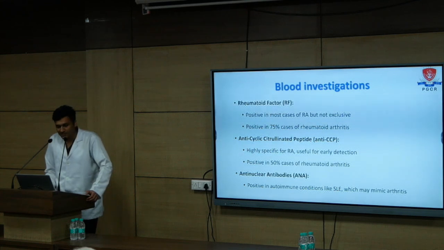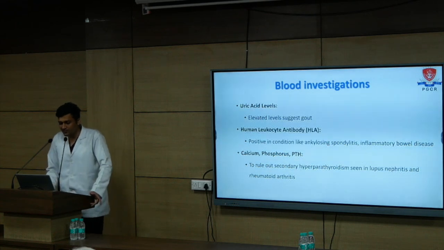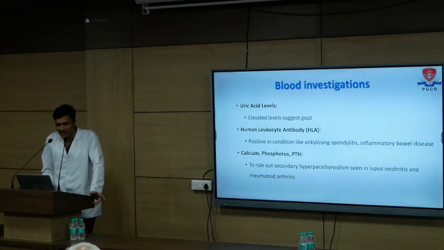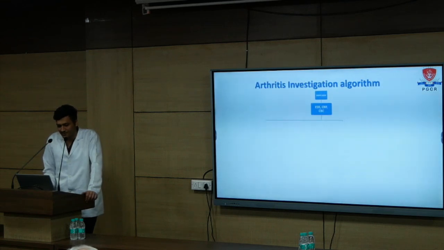In autoimmune conditions, we can go for anti-nuclear antibodies. In cases of gout, uric acid levels may be elevated. HLA mutation is also associated with ankylosing spondylitis, inflammatory bowel disease, and also rheumatoid arthritis. We'll also look at calcium, phosphorus and PTH to rule out secondary hyperparathyroidism, which is commonly seen in lupus nephritis.